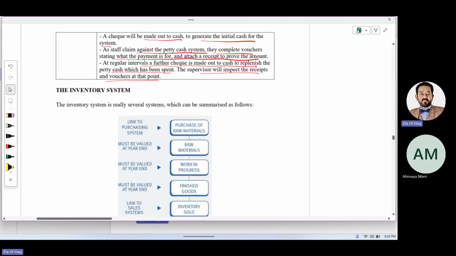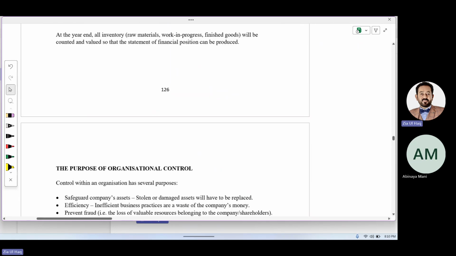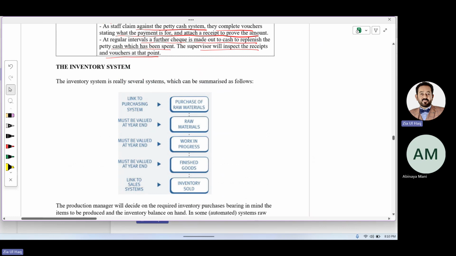Now moving towards discussing the last system of this chapter, that is the inventory system. Inventory means stock. There are three types of inventory: raw material, work in progress, and finished goods. Suppose we have a furniture business. This means we manufacture furniture like chairs and then sell. What could be our inventory?